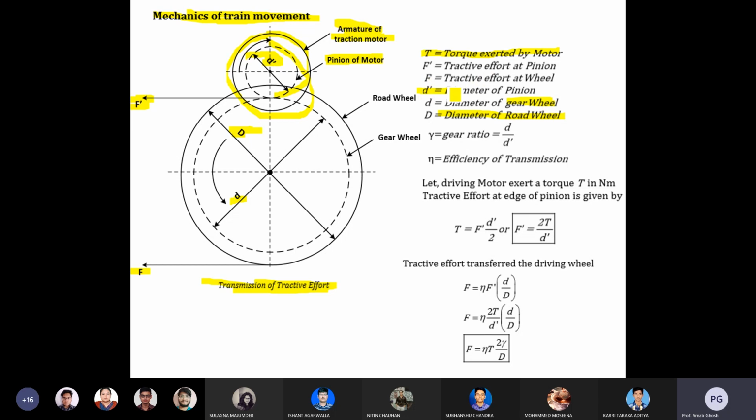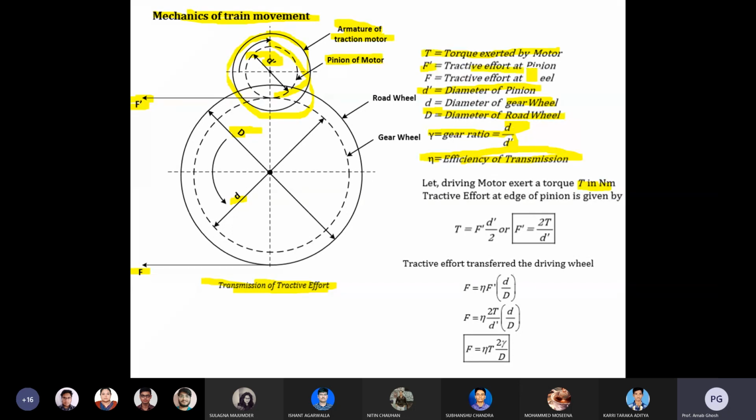d dash is the pinion, and capital D is the diameter of the road wheel. So capital D is the diameter of the road wheel, that two wheels are there. Then gamma is the gear ratio, d by d dash. d is the diameter of your gear wheel and d dash is your pinion wheel. Okay, diameter of the pinion. So you can find out the efficiency. The driving motor exerted torque T in Newton meter.